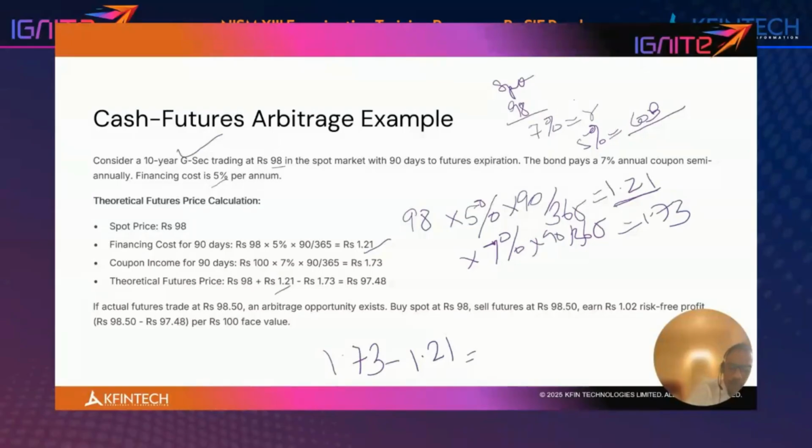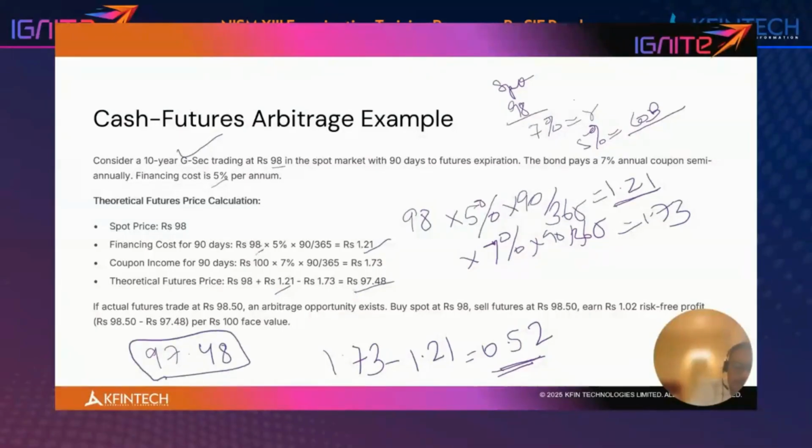So how much do you have to pay? That will be the difference between them. So 98 minus 0.52 is 97.48. So this should be the future price.